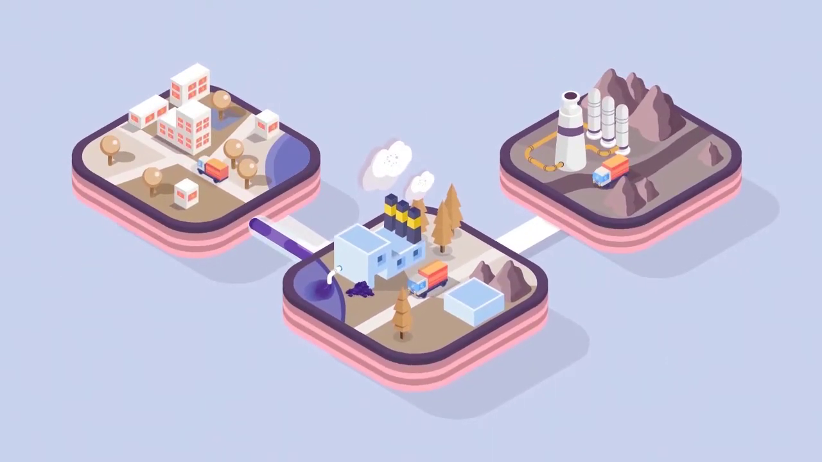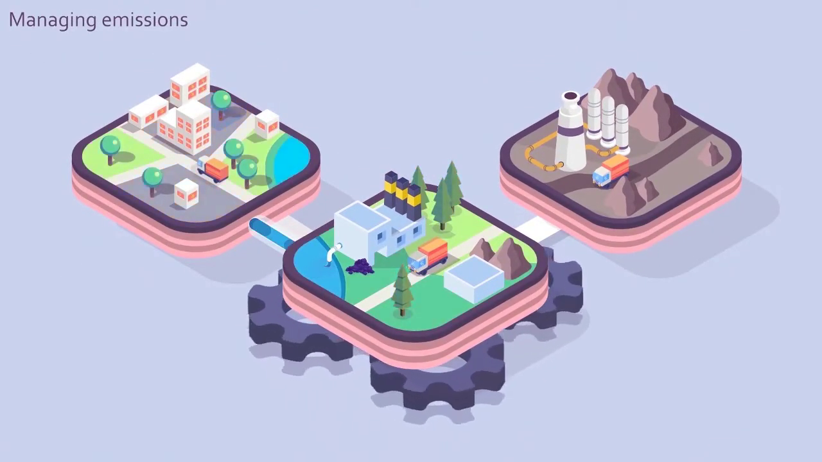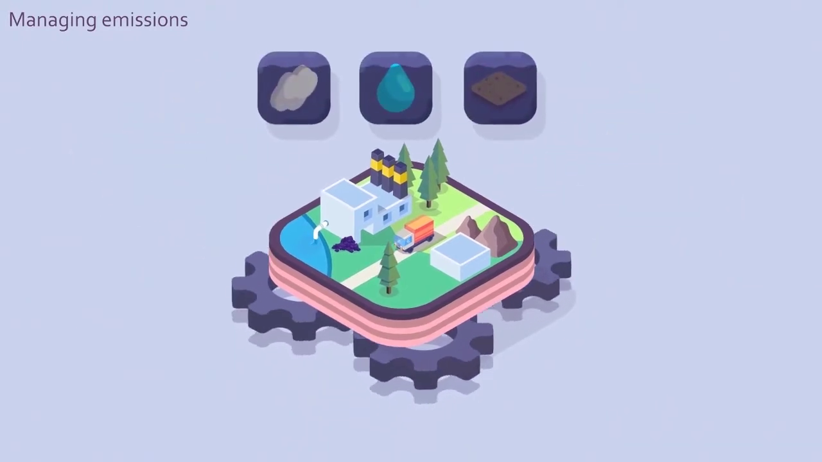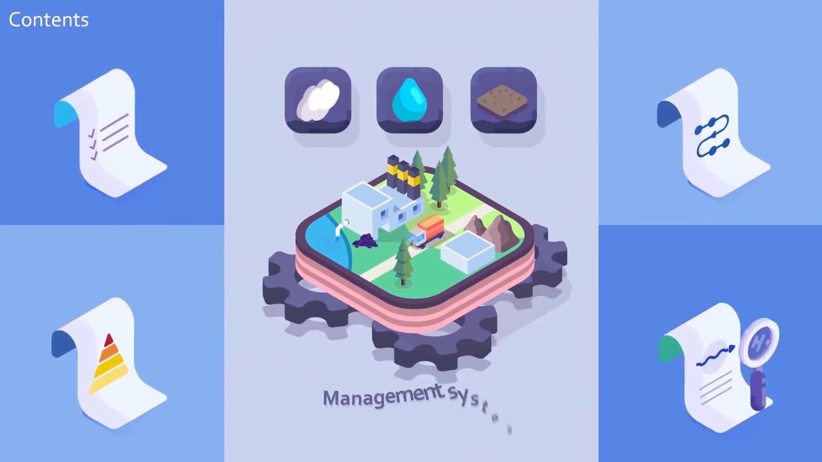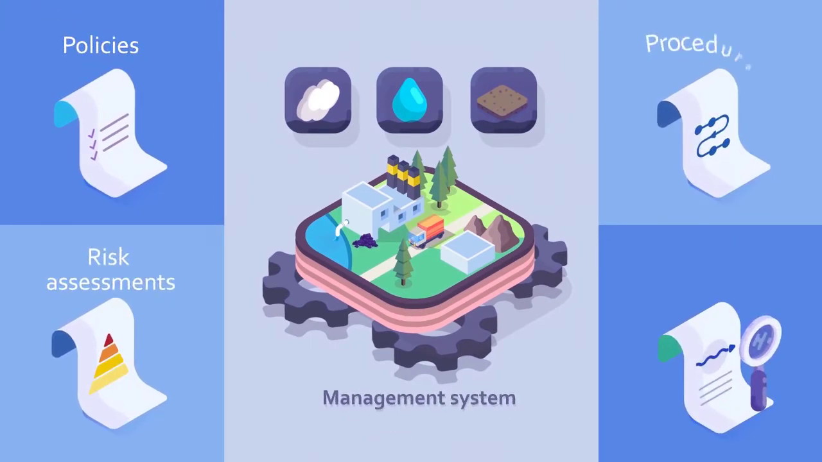To prevent these impacts, companies are expected to manage their emissions. Here, we'll show you how you can minimize your pollution impacts through your management system. We'll cover the policies, risk assessments, procedures, and monitoring and mitigation.